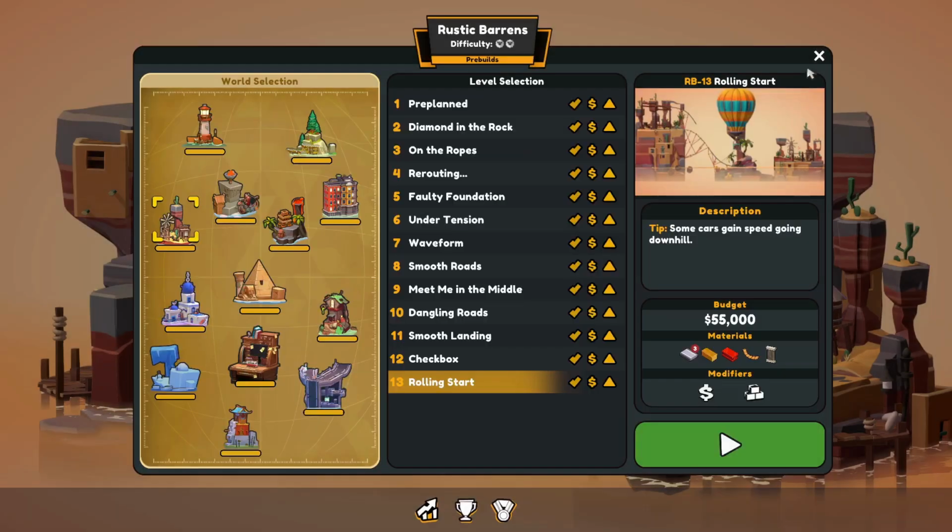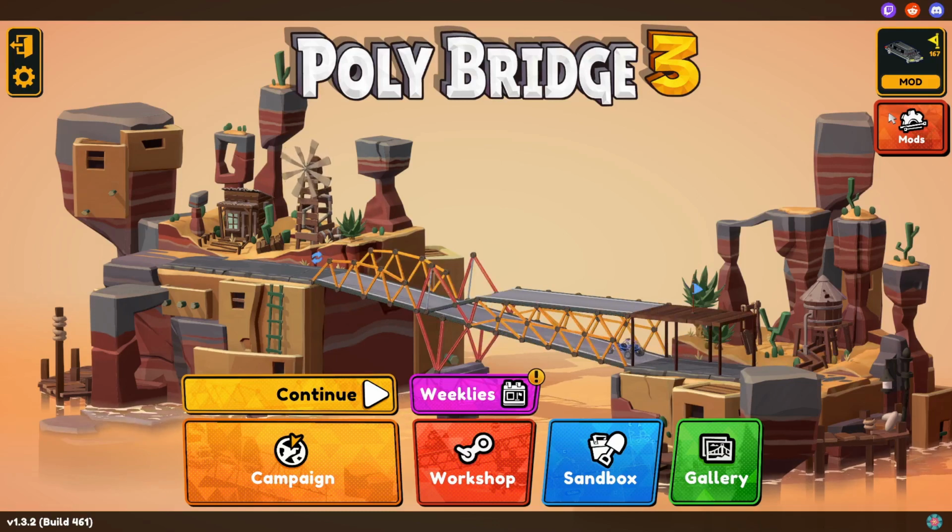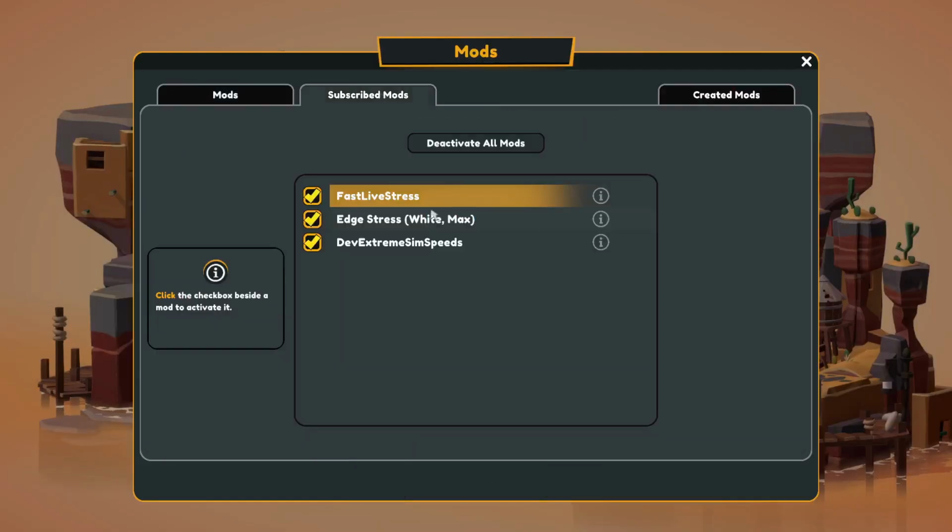So there's that. The other thing I want to mention before I end the video is the mods and what I use to make it easier for myself to stress and budget and basically play this game in general. I use 3 mods, as you can see here.